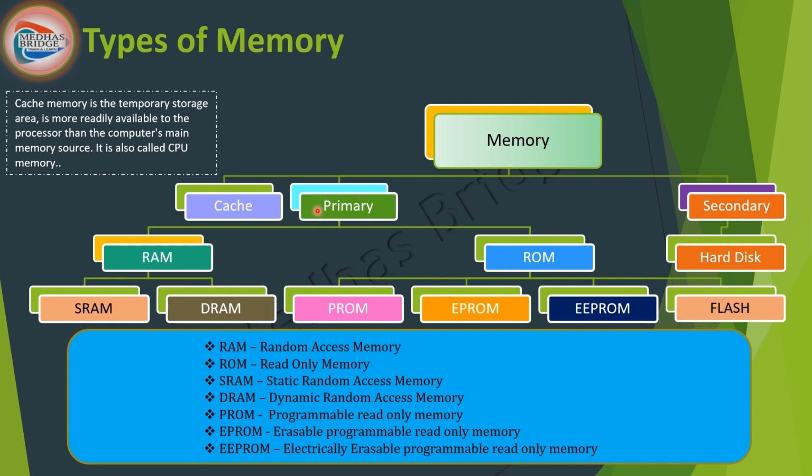Under the primary category, we have RAM, ROM. RAM stands for random access memory. ROM stands for read-only memory. Under RAM, we have static RAM, dynamic RAM. Under ROM, we have PROM, EPROM, E squared PROM. PROM means programmable read-only memory. EPROM means erasable programmable read-only memory. E squared PROM means electrically erasable programmable read-only memory. We have also flash under ROM.